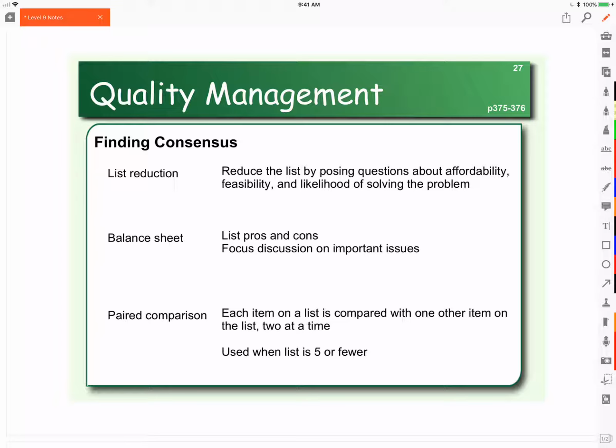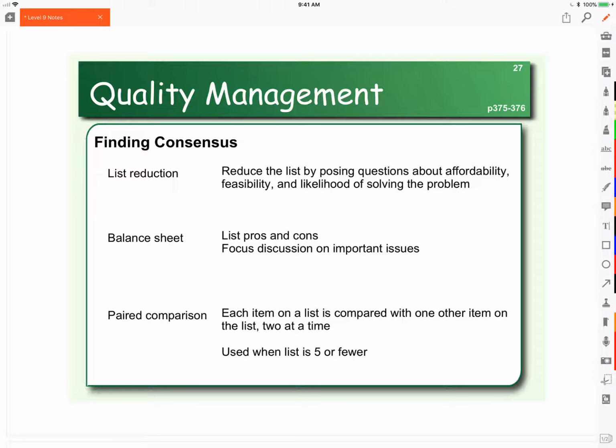One is to do what is called list reduction. So can you take your list and start striking possible solutions off based on the likelihood of success, based on affordability, based on how complicated it would be to implement? So can you start creating some criteria to help you slash off items from your possible list of solutions?